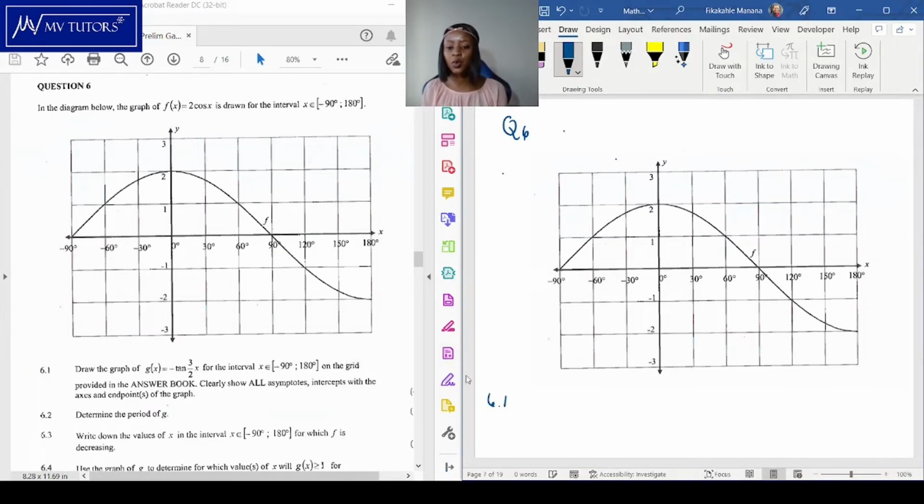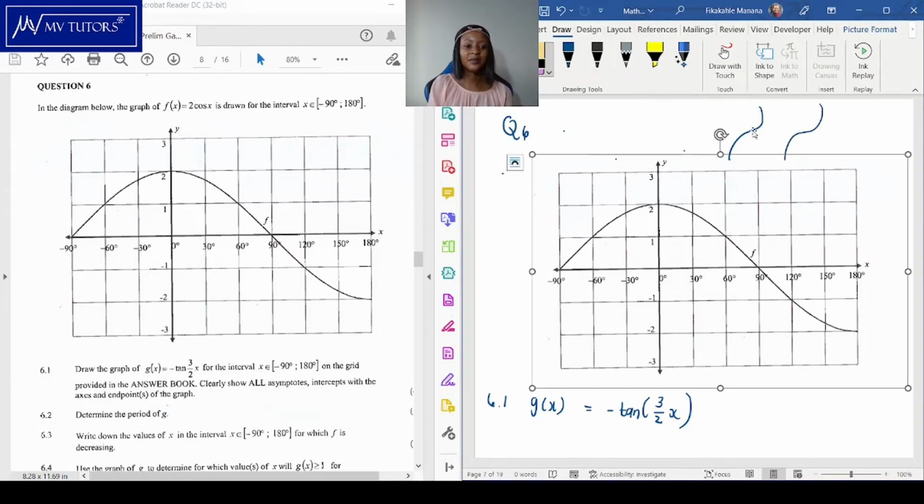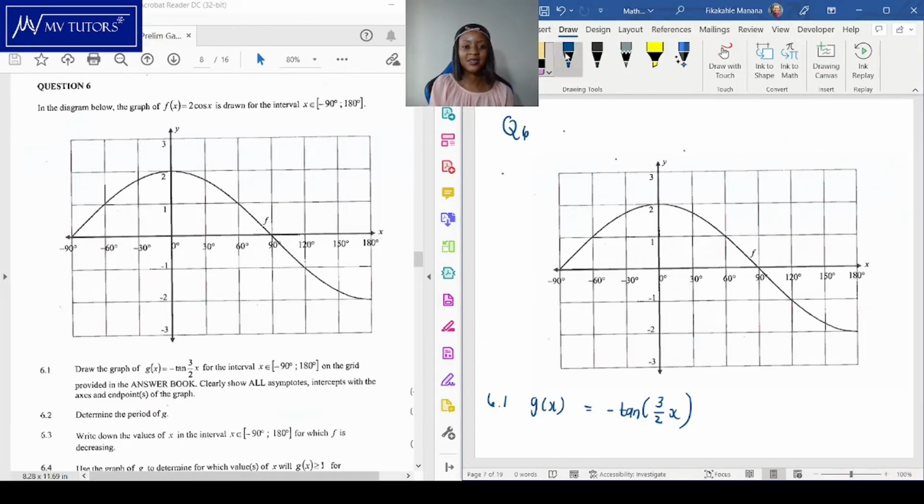it says draw the graph of g of x. So what is g of x? g of x is negative tan 3 over 2 x, for that interval. If it's a negative tan, so tan normally does this. Sorry, tan normally does that. So if it's negative, no, it doesn't. My goodness. What did I just do? Yeah. So it's going to look the other way.